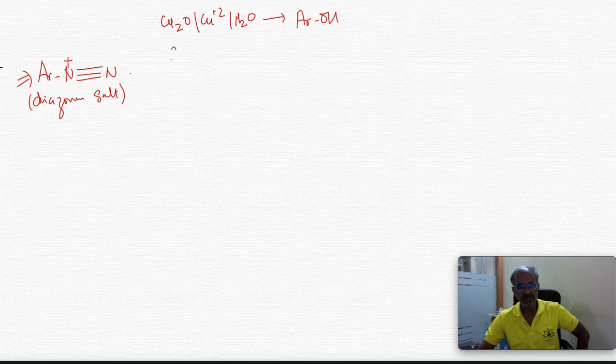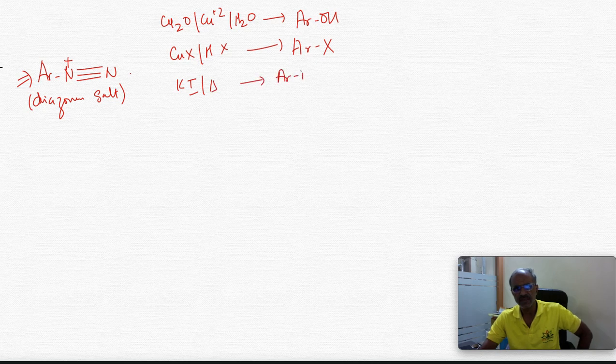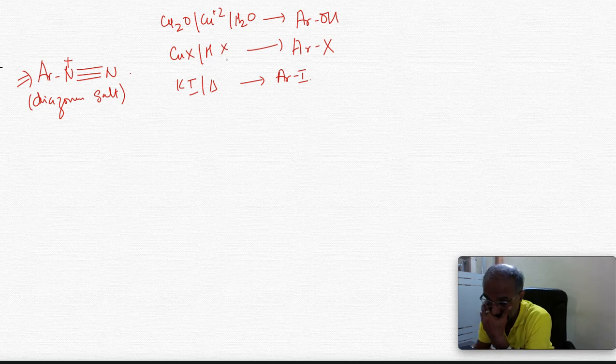Similarly, I will say CuX in presence of HX. Your X obviously can be Cl, Br, anything. Then it will form an aryl halide. Similarly, if I take KI, it will give ArI. Sorry, this X will be Cl, Br and you can say CN.